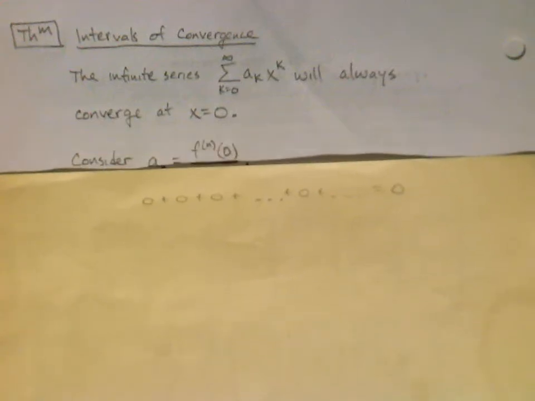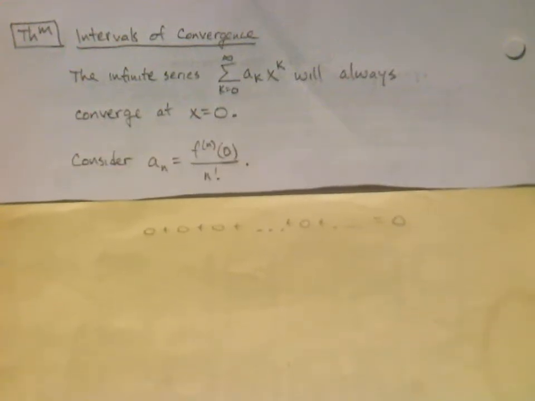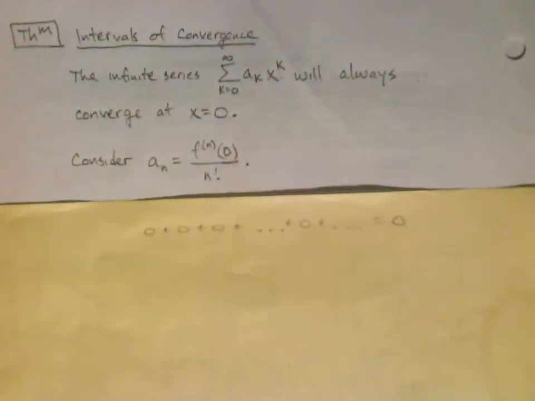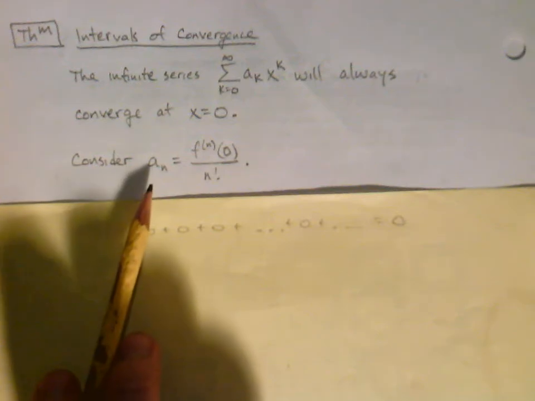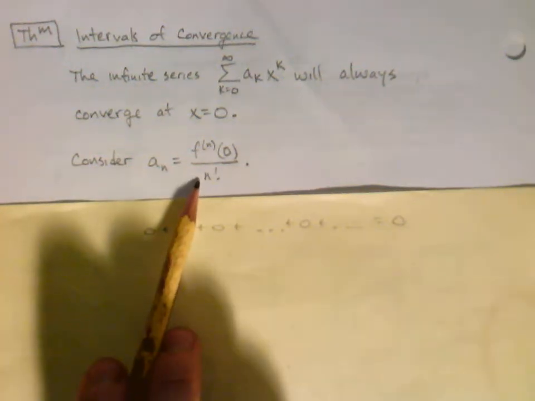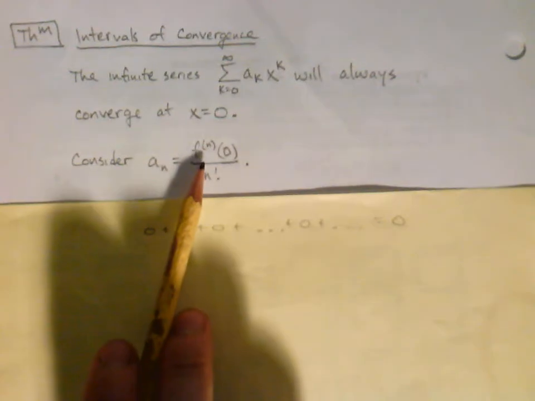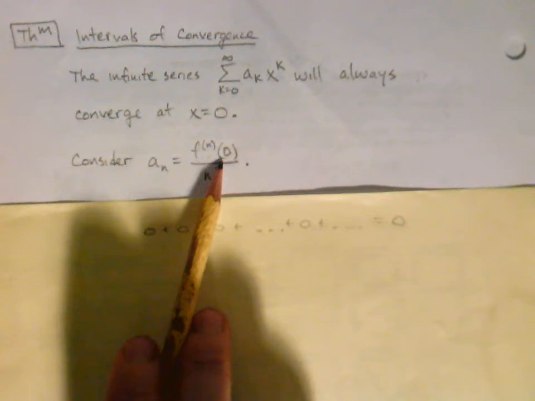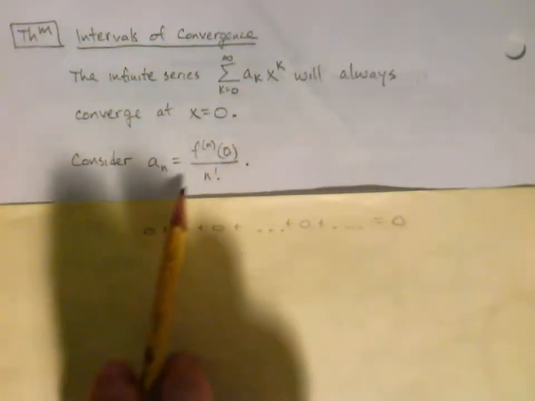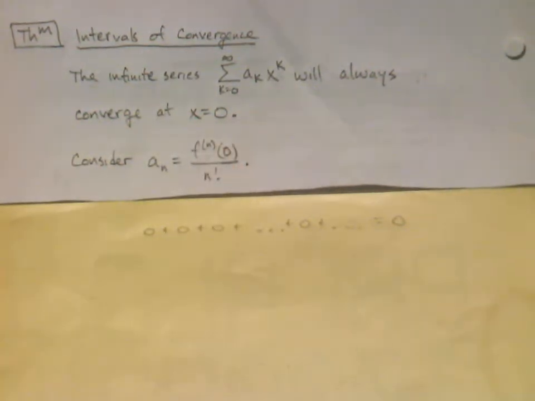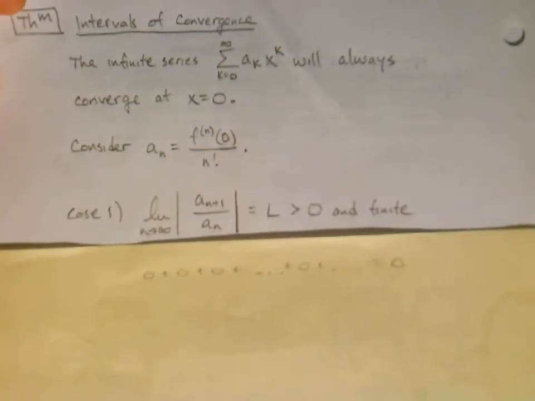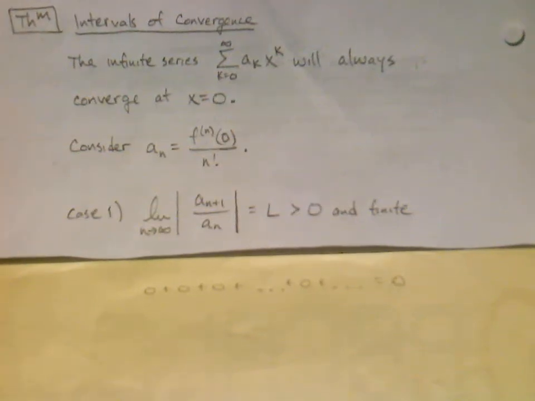Okay, so here's what the theorem says. Consider your coefficient. We call it a k here. We're going to consider the coefficient for the nth term. Okay, a n equals the nth derivative of f evaluated at 0 over n factorial. That's the coefficient of the nth term. Turns out there are 3 cases for a n.